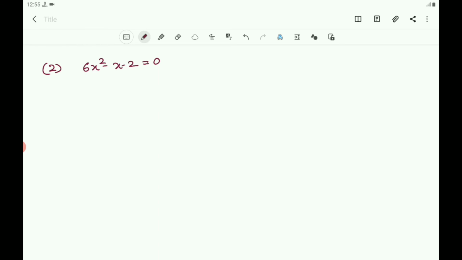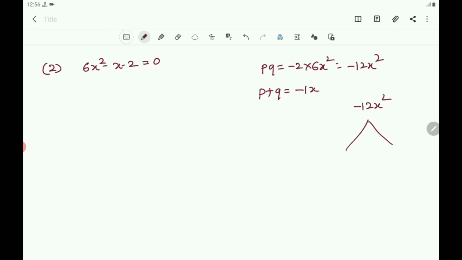Now if p and q are the split terms of the middle term, their product must be equal to minus 2 into 6x square, that equals minus 12x square. And the sum p plus q is the middle term, that is minus 1x. And the product is having a negative sign, which means the terms must have different signs. The greater number is having the negative sign and the smaller number is having the positive sign.